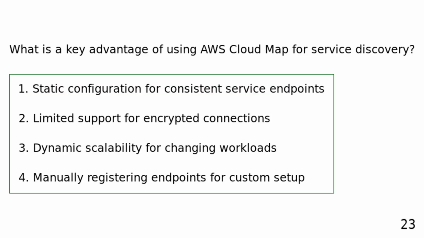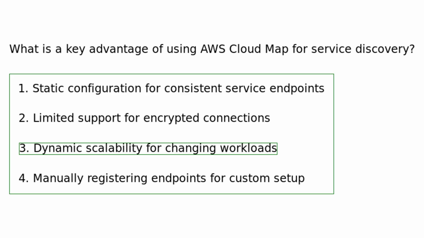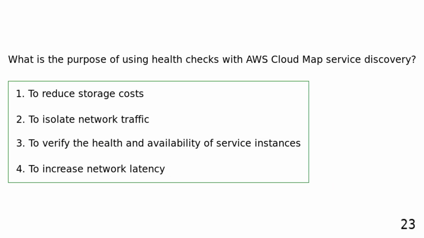What is a key advantage of using AWS Cloud Map for service discovery? Static configuration for consistent service endpoints. Limited support for encrypted connections. Dynamic scalability for changing workloads. Manually registering endpoints for custom setup. A key advantage of using AWS Cloud Map for service discovery is dynamic scalability, providing flexibility and adaptability for changing workloads and service requirements.